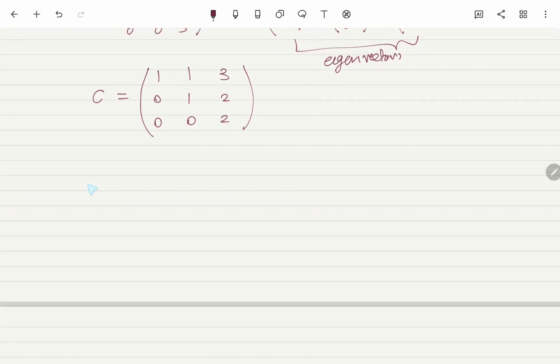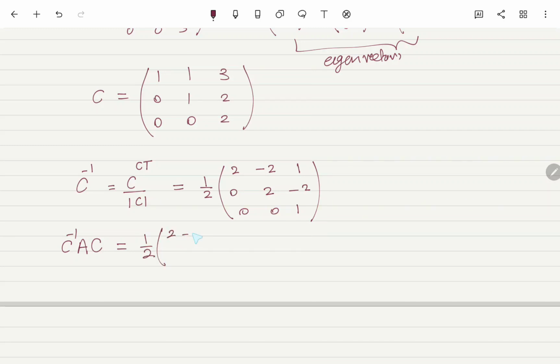And let's find C inverse. Remember, the inverse of a matrix is equal to the cofactors transpose over the determinant of that matrix, which equals half of 2, minus 2, 1, 0, 2, minus 2, 0, 0, 1. Now let's find C inverse AC, which equals half of 2, minus 2, minus 1, 0, 2, minus 2, 0, 0, 1 times 1, 1, 2, 0, 2, 1, 0, 0, 3 times the original C matrix 1, 1, 3, 0, 1, 3, 0, 0, 2.